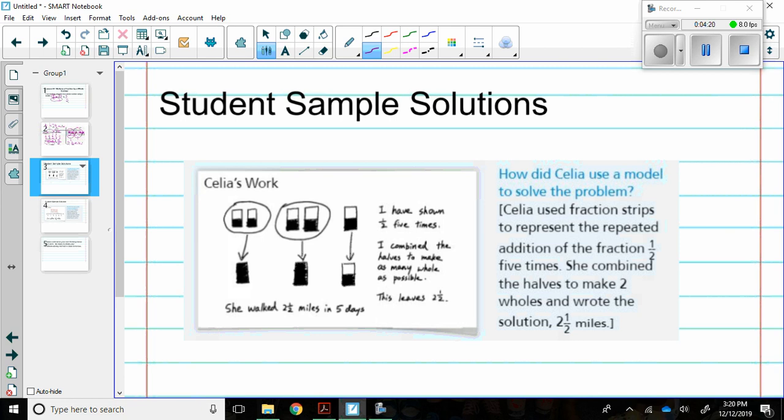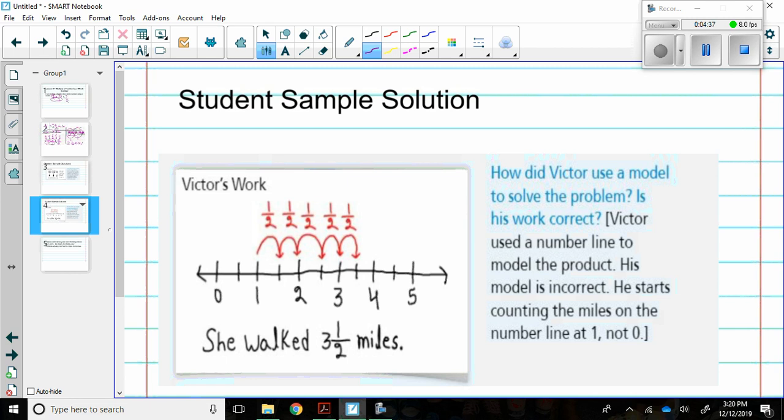Here are our student sample solutions. Oh, Cecilia, there's a song, guys. So Cecilia drew a model like I did, and she got 2.5 miles in 5 days. Great job, Cecilia. Then if we look at Victor, he did a number line. He did some fancy things here. The only thing with Victor is that he's showing something that is incorrect. It says she walked 3.5 miles, and we all know that's not true because it was 2.5 miles.